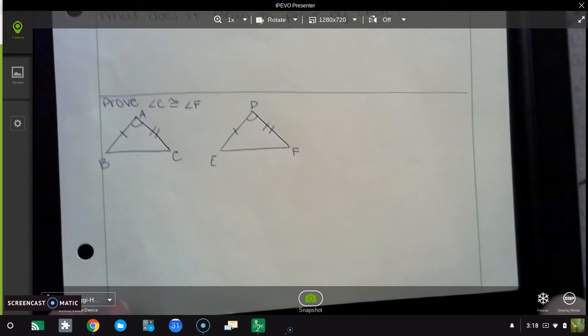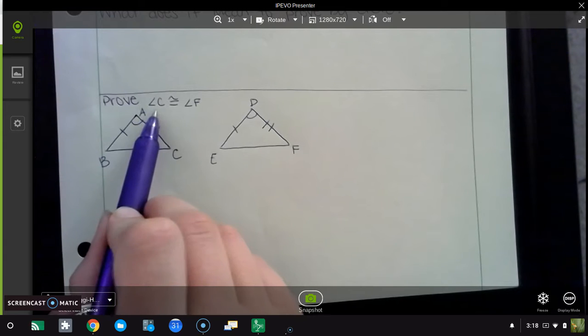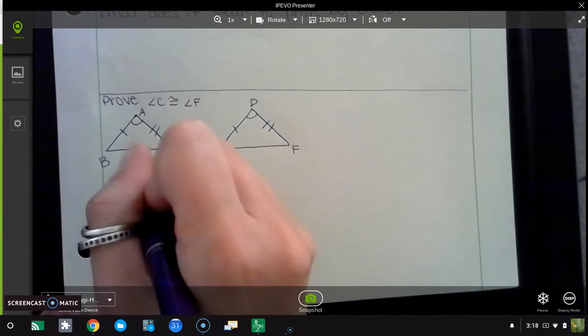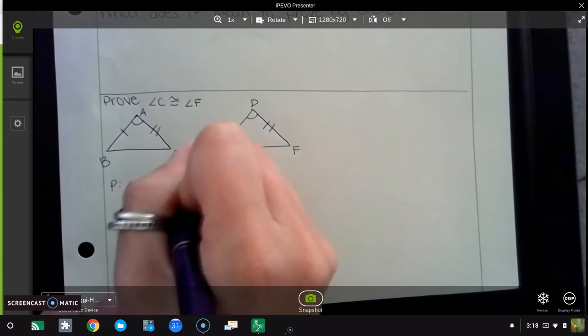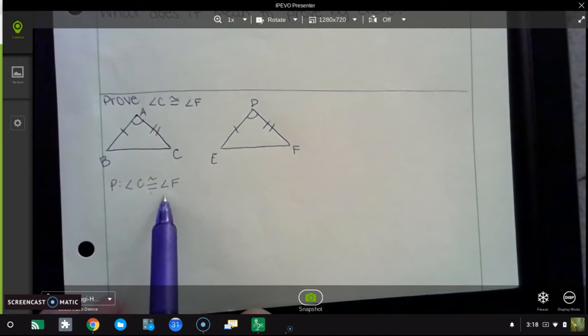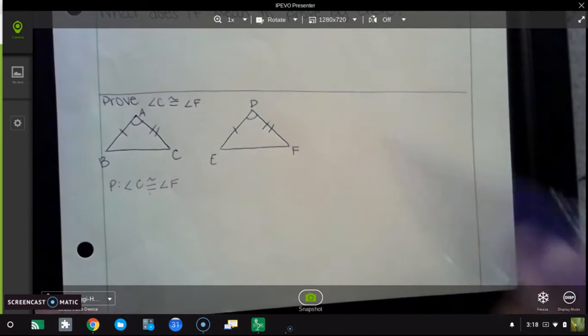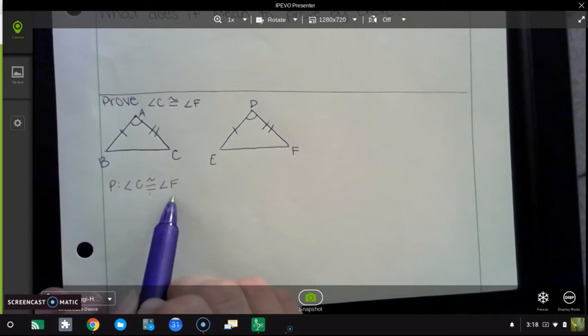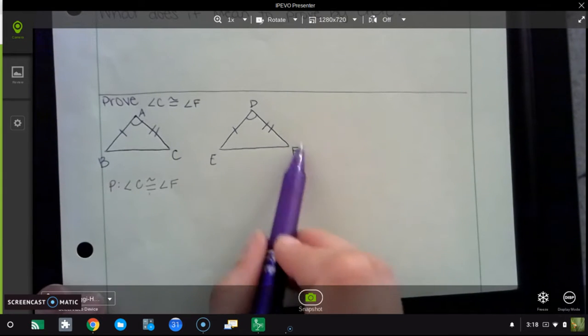All right, here's our next proof. We're trying to prove angle C is congruent to angle F. So P: angle C is congruent to angle F. Make sure you write down your P, what you're trying to prove, first, so you don't make the silly little mistake that I started to make up at the top. So P is angle C is congruent to angle F. Well, I don't know that. It's not given to me.